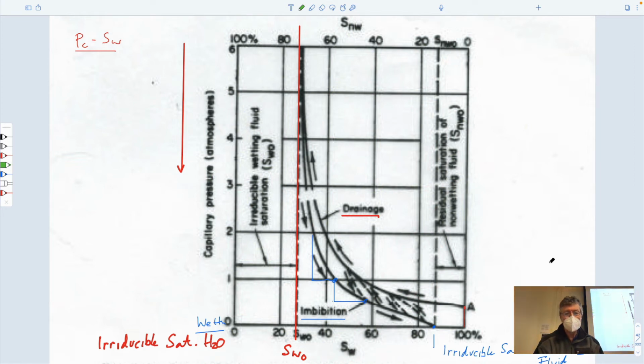All right. So drainage curve, draining water. Imbibition curve, imbibing water. The limits on saturation are an irreducible saturation of water and an irreducible saturation of the non-wetting fluid.